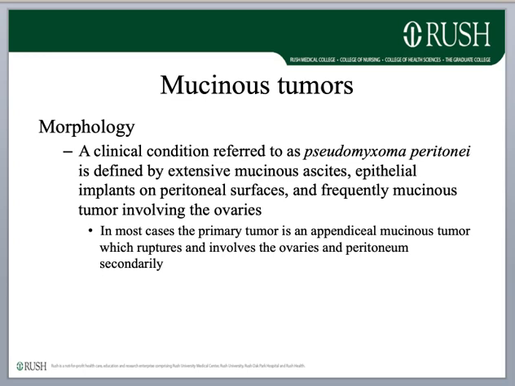Although it was historically thought that the primary site in pseudomyxoma peritonei was ovarian, or the spread of primary ovarian mucinous neoplasms, more recently it's been appreciated that the primary tumor in almost all cases is extra-ovarian and usually appendiceal, and involvement of the ovaries and peritoneum is secondary.